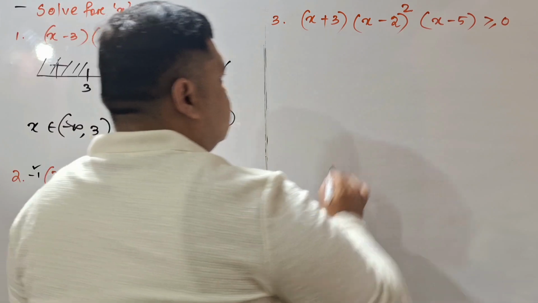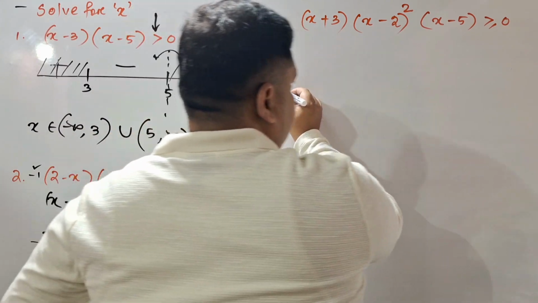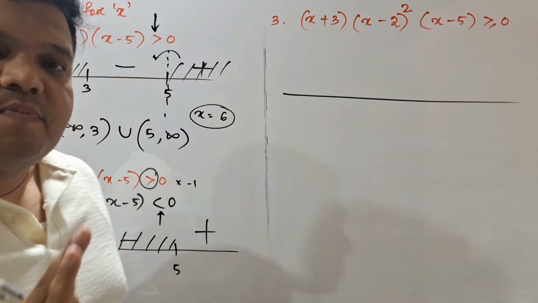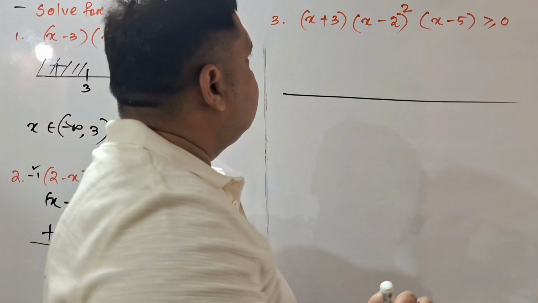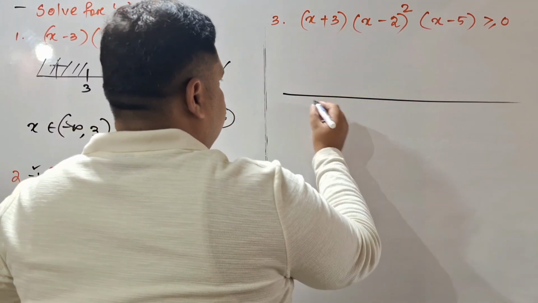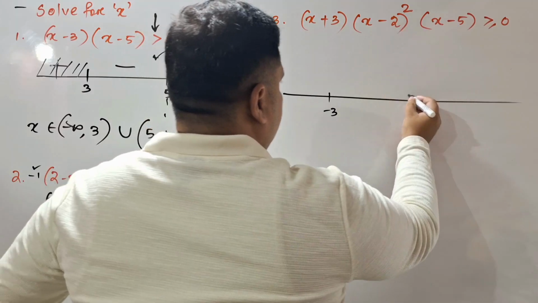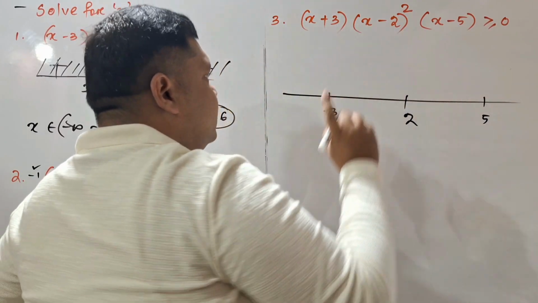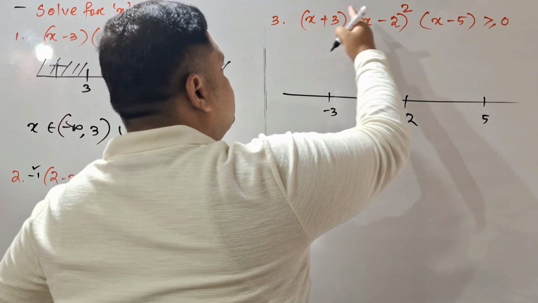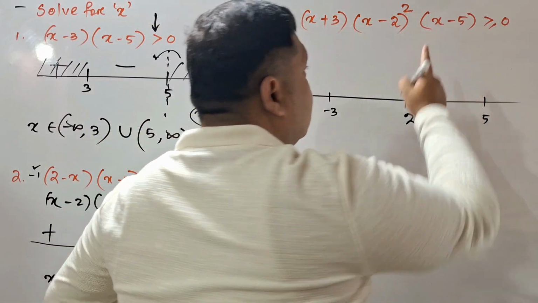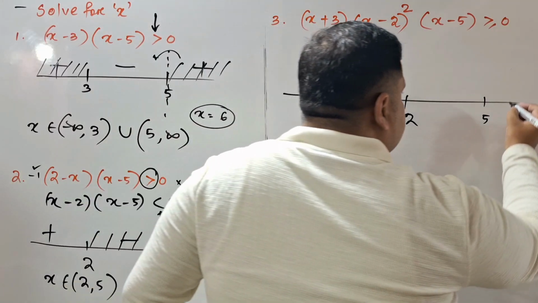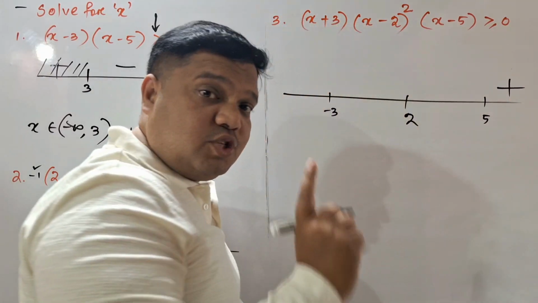If you understand this concept, solve this one. How many critical points are there? 3 critical points. 3 critical points means 4 regions. Okay. So the critical points are minus 3, 2, and 5. Is the standard form satisfied? Yes. The coefficient of x is 1, here also 1, here also 1. Positive. The right side of the inequality is 0. So standard form is satisfied, so the rightmost region is positive.